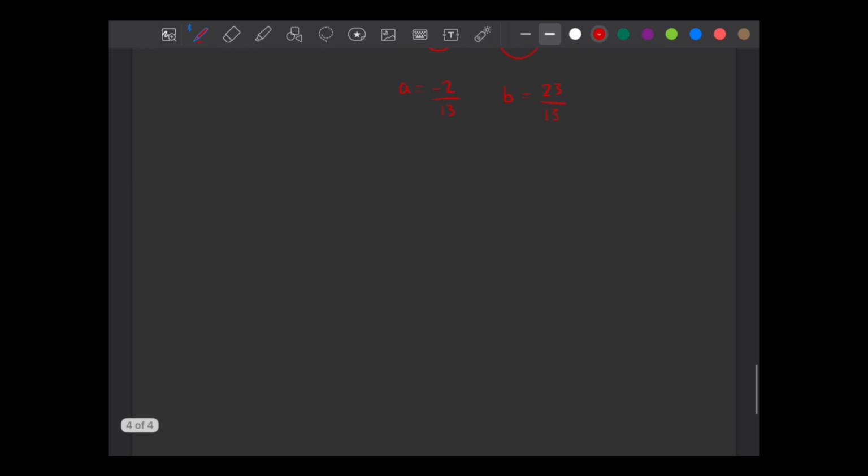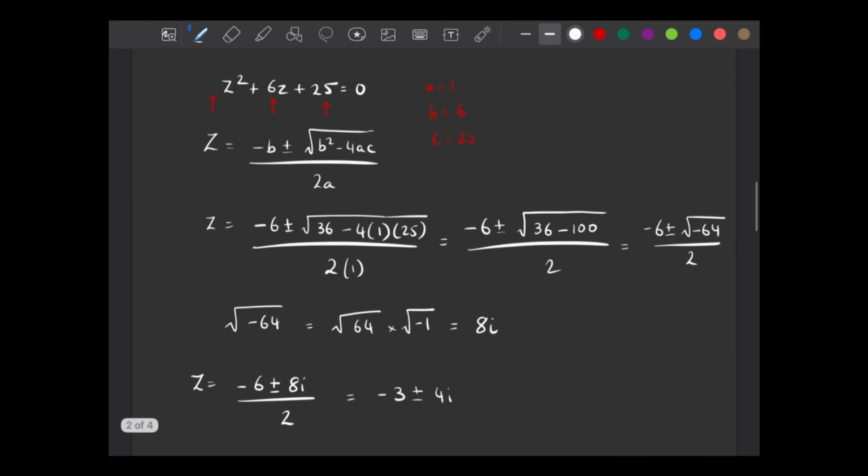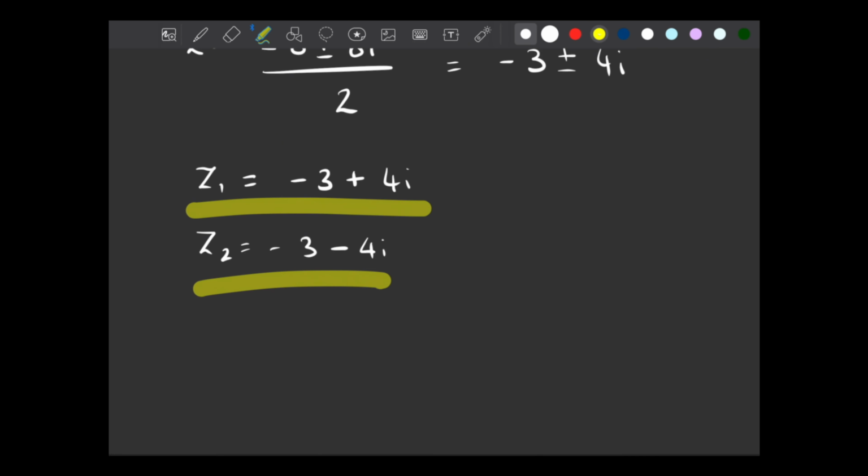Now let's go back to the roots of quadratics. If the roots of a quadratic equation are not real, so they're complex, then they must occur as a conjugate pair. And in fact, we saw this in our example here, where we found the roots of this quadratic. We saw that the roots z1 and z2 were actually a complex conjugate pair. So we can use this to find one root if you know the other root, or even to find the original equation.